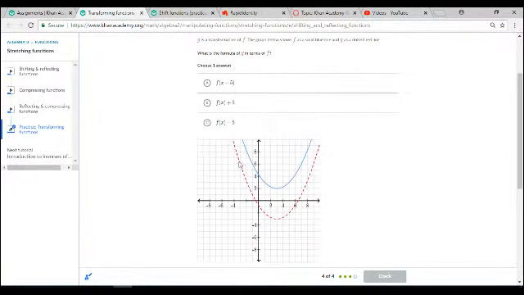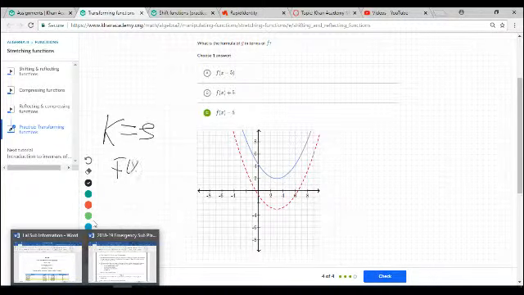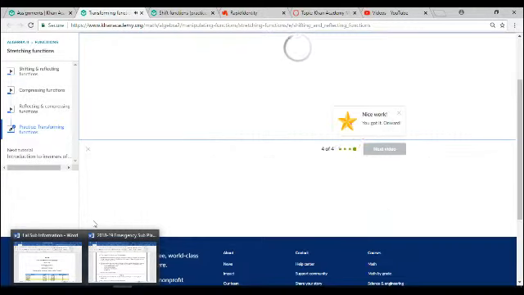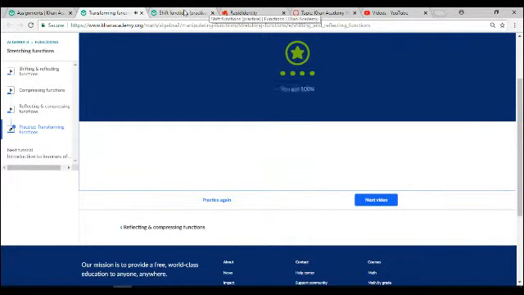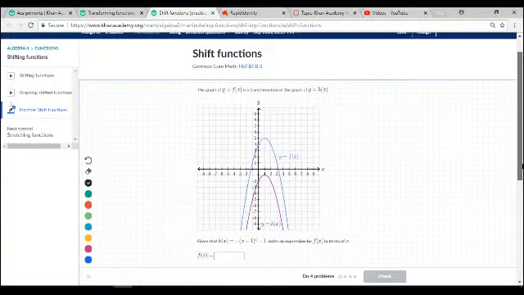Now the last step is the red function relative to the blue function, you're just shifting down 5. So here, k equals negative 5. So we'll have f of x plus k, it's negative 5. So we'll have f of x minus 5. So that's going to be c. Alright, so that's a 100. So now we're going to shift functions, okay? That's transforming functions, now we're shifting functions.